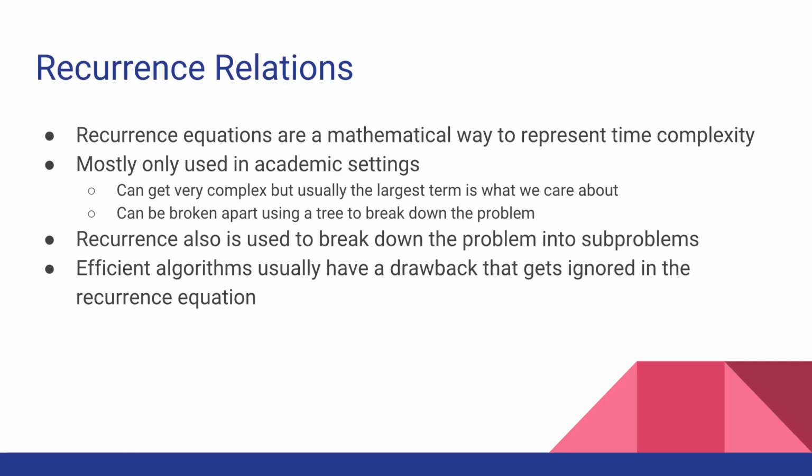Now, efficient algorithms usually have a drawback that gets ignored in the recurrence relationship. This basically means that, let's say, we have 3 algorithms for sorting. One scales at O(n^n), one scales at O(5n), and one scales at O(n). In all 3 of these cases, we have to consider the constants that are being ignored. With the n to the n, that's obviously worse, so we can strike that out at first. But 5n and n are going to be treated the same way by O notation.